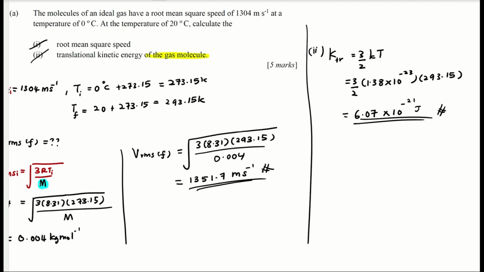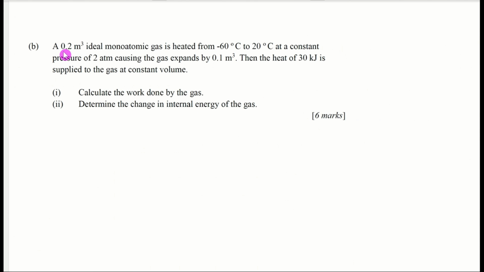So let's proceed to 8B. Alright, a 0.2 meter cube ideal monoatomic gas is heated from negative 60 degrees Celsius to 20 degrees Celsius at a constant pressure. So make sure you change this one to ATM, make sure you change to Pascal. So 1 ATM, this one is given. So nanti you check dekat depan lah, depan list of your formula. So 1 ATM is actually equal to 1.013 times 10 power of 5 Pascal. Tukar kepada Pascal ya.